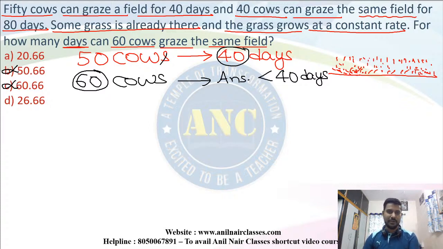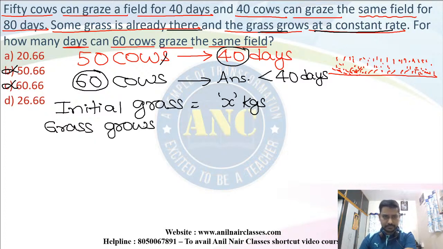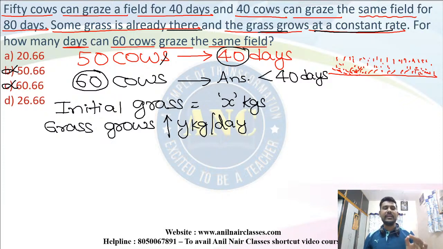Now let us solve the question. Now see here, we don't know how much initial grass is present. They are saying in the question that there is some grass already there. So the initial grass, let us take it as some x kgs. You can take any unit, in fact. x kgs of grass is present initially and the grass grows at a constant rate. I will take that the grass grows at y kg per day. So there is an increase of y kg every day for the grass.